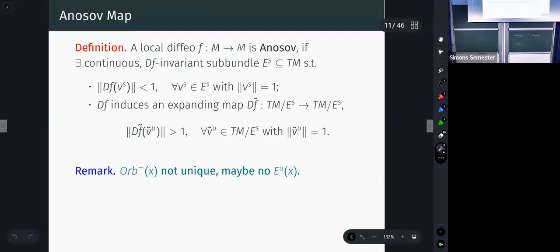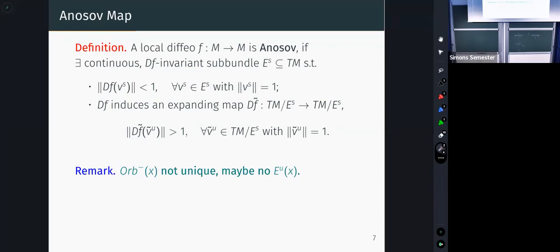Okay, now let's move to Anosov maps. During this talk, when I say Anosov map, I always mean it's non-invertible. You can say it's an endomorphism, a local diffeomorphism that is Anosov, and you have a continuous DF-invariant subbundle, the stable bundle, such that in this bundle you are uniformly contracting. But in this case, you don't have the unstable bundle. What you have is that you can consider the quotient map of this DF, and it induces an expanding map on the quotient bundle, that is uniformly expanding along the quotient bundle.